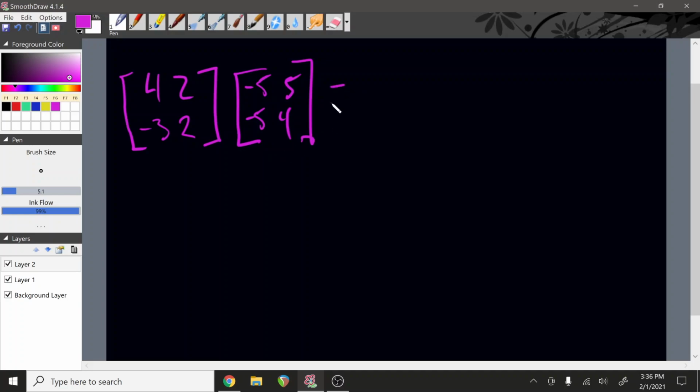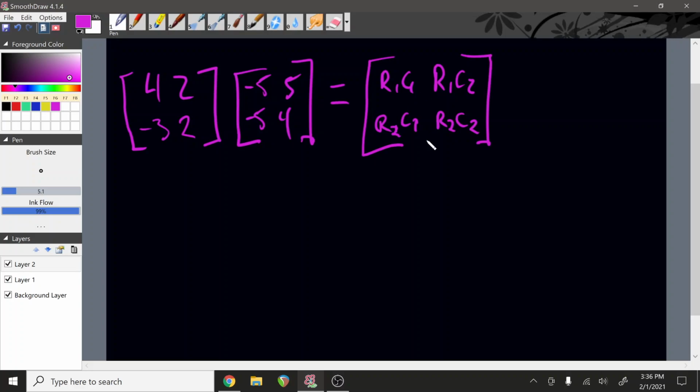The way I like to think about it is, when we have our resulting matrix, this will be row 1, column 1, this will be row 1, column 2, this will be row 2, column 1, and then this will be row 2, column 2. So that's where our answer goes.